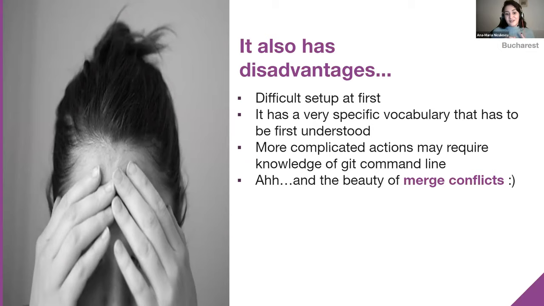And more complicated actions may require interaction with the command line. Then there are merge conflicts, because if you work with multiple people on the same project and you eventually want to join your work, you will have to be careful, because there may be some conflicts in files and you have to be able to solve them. That's why my colleagues like to say, I don't know how to translate it in English, but you should have as many commits as short as possible. So that's how you can actually manage merge conflicts more easily.